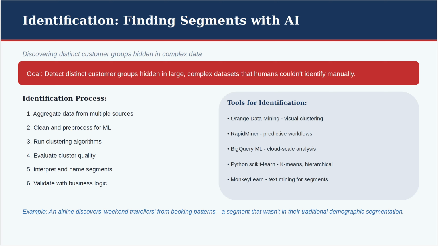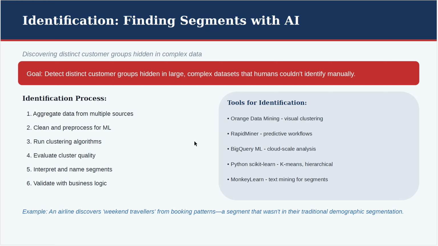What is the goal? We detect distinct customer groups hidden in large complex data sets. So, identification processes: we aggregate data from multiple sources, we create and pre-process, we run clustering algorithms, we find the clusters, we interpret and name them, and then we validate with business logic. For instance, an airline discovers weekend travelers from booking patterns, a segment that wasn't in their traditional segmentation approaches.